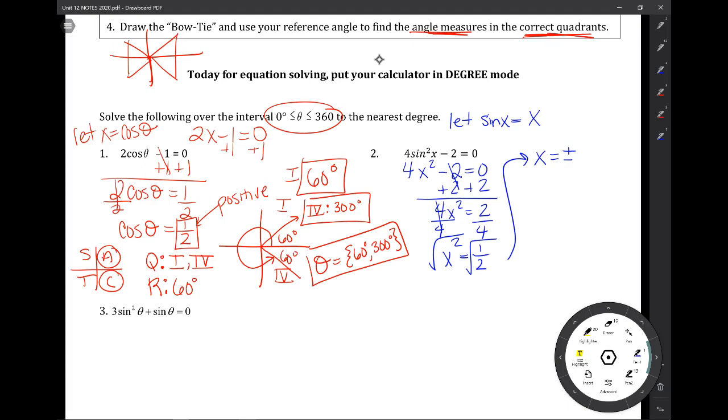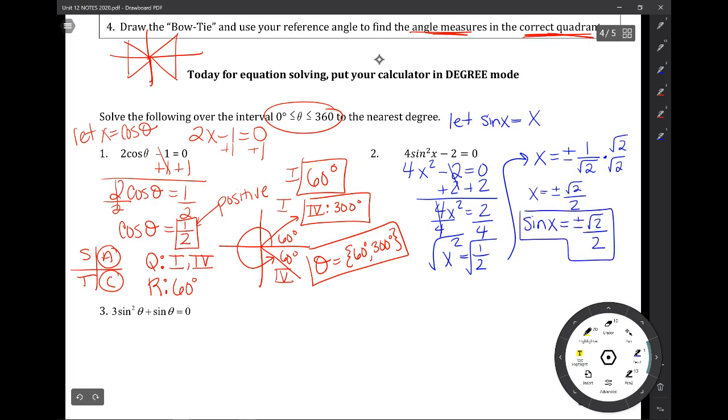So let's think about that for a second. The square root of 1/2: the square root of 1 is 1. The square root of 2 is not a perfect square, so I'm stuck here. But we can't leave a radical in the denominator, so I have to rationalize this. So my answer is positive or negative square root of 2 over positive 2. All right. So that is what sine x is equal to, positive or negative the square root of 2 over 2.